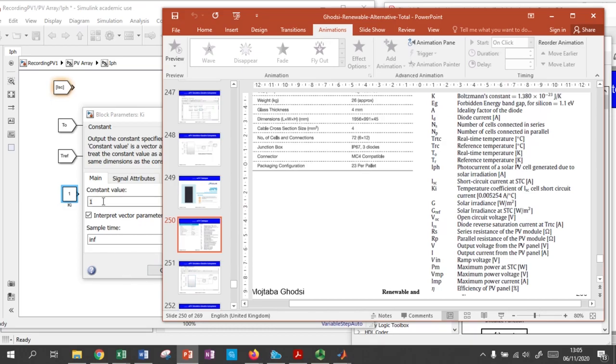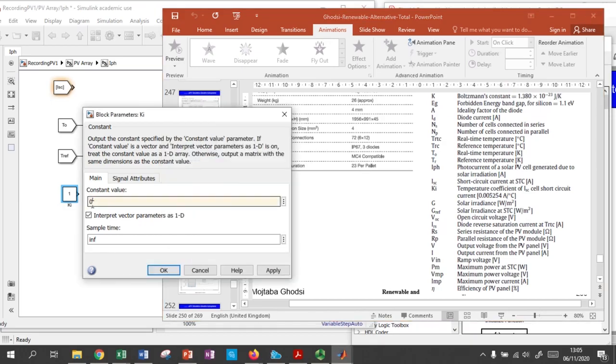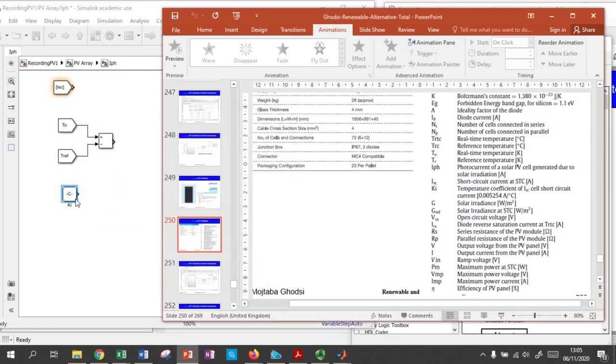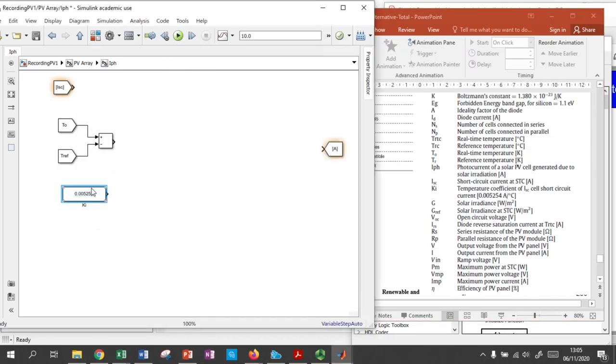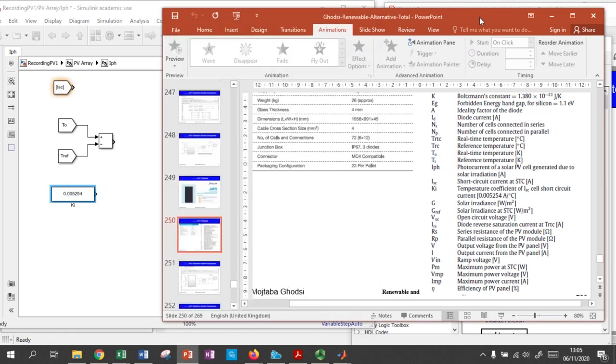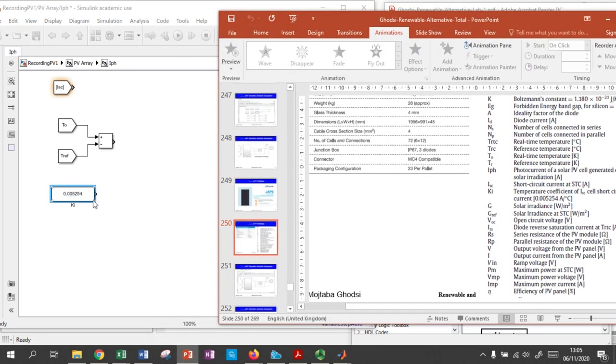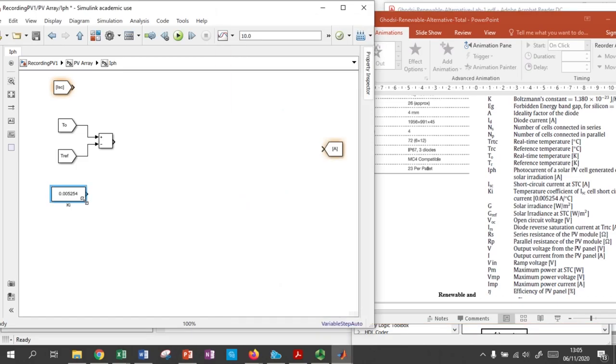Then I will insert this value. Everybody look, this is Ki. This is 0.0000, and this is 5254. Okay, that's great. Then I will insert it here, 5254. It's here. Then, as you can find it here, it's 525 here.